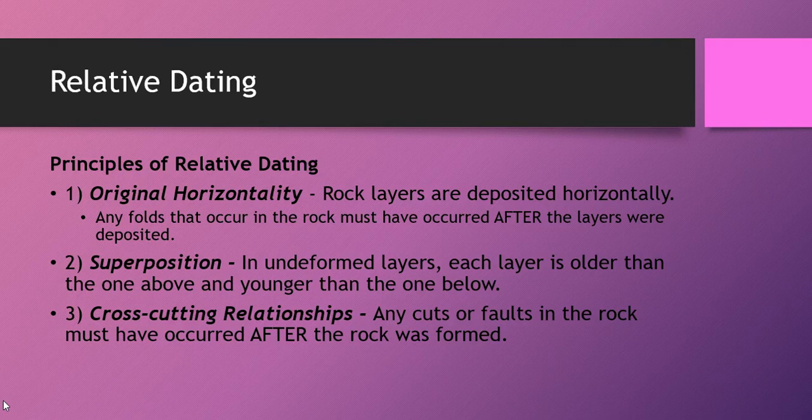The second principle is what's known as superposition, which means in undeformed layers, each layer on the bottom is older than the one above it. This again goes back to the idea that the older layers are on the bottom and the younger layers are on the top. The third principle is what's known as cross-cutting relationships, and this just means that any cuts or faults that occur in the rock had to have occurred after the rock was formed. Again, this seems intuitive. It couldn't have happened before the rock was formed.